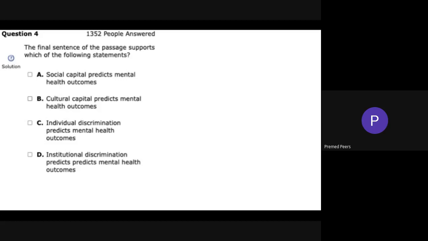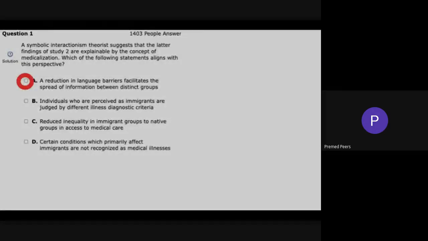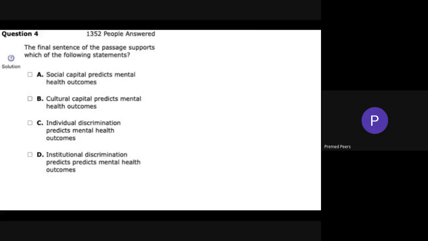Okay. Lastly, the final sentence of the passage supports which of the following statements. So let's go back to the final sentence. Perceived need for treatment predicted lifetime mental health care use, whereas embarrassment and discomfort did not. But which one of these aligns with perceived need for mental illness care or embarrassment and discomfort? Is that social capital, cultural capital, individual discrimination, or institutional discrimination?